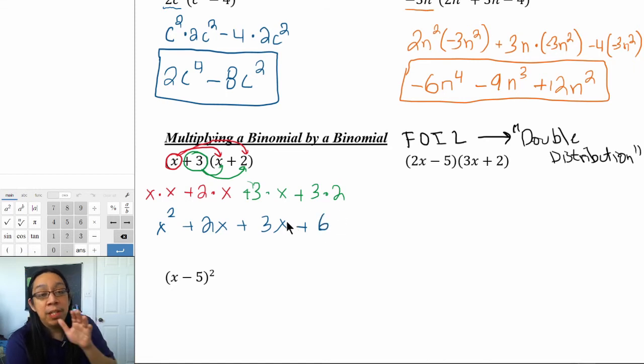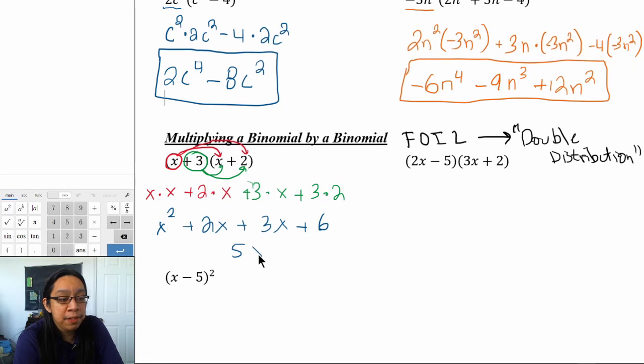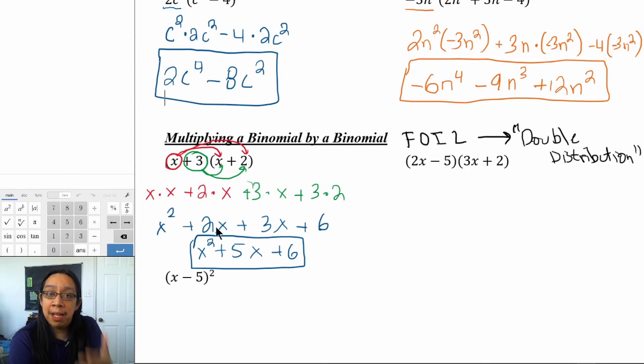Now from here we can continue simplifying the expression by adding 2x and 3x. So let's go ahead and do that. By combining 2x and 3x, we're going to have 5x. And we're just going to simply bring down the plus 6 and the x squared. And this right here is the expression after multiplication and simplification.